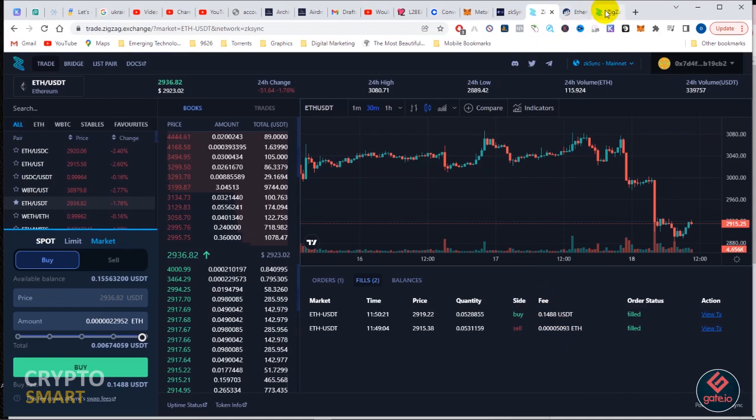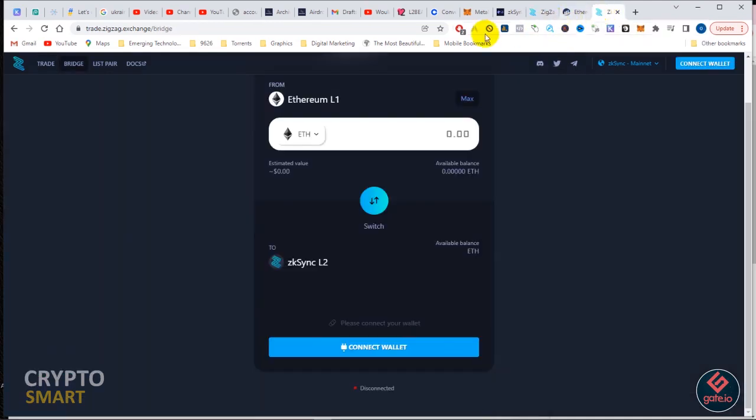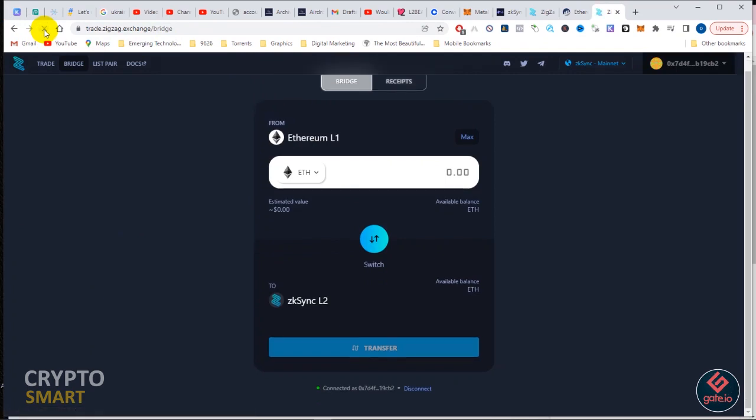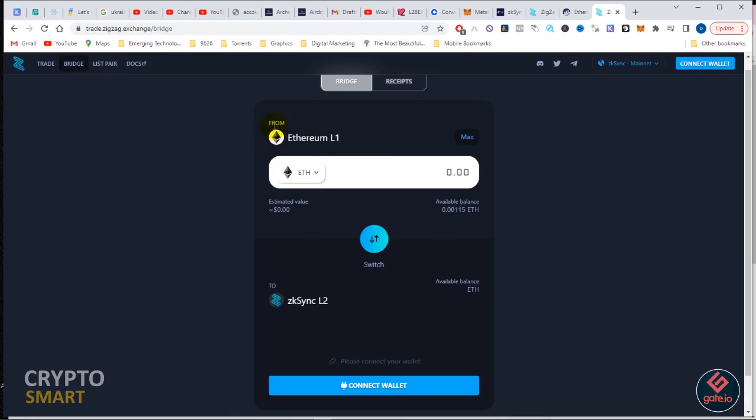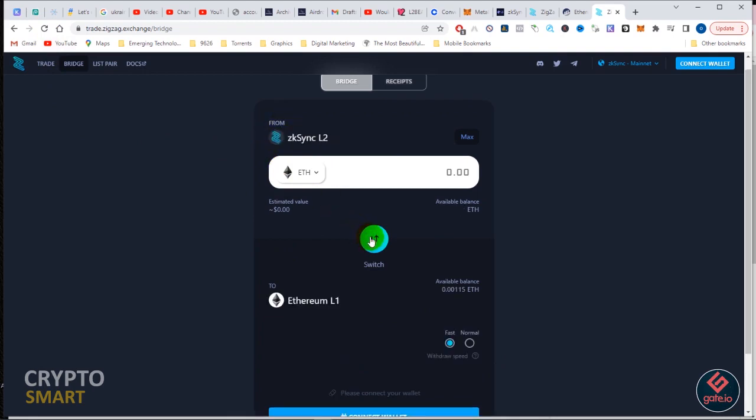You can also swap back to your main account by coming to trade.zigzag.exchange/bridge. Alright, so I'm just quickly going to refresh this. Alright, so this is what we have. I want to send from zkSync layer 2 back to my layer 1, and I'm sending everything.